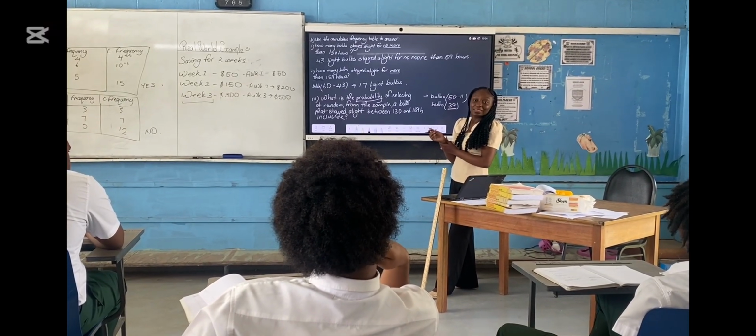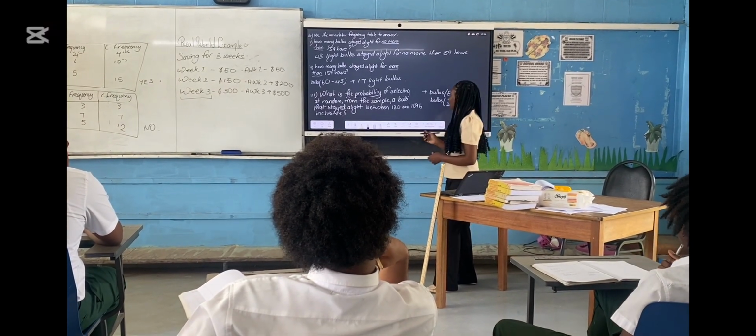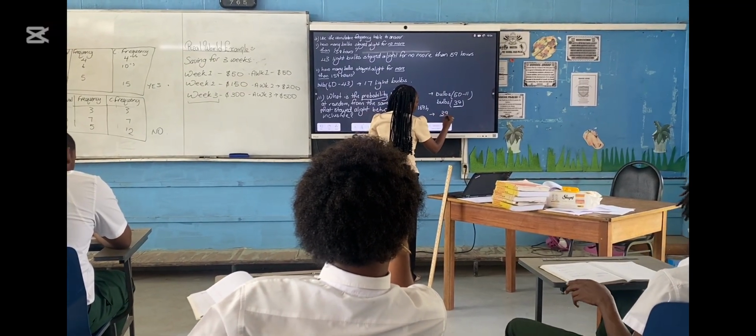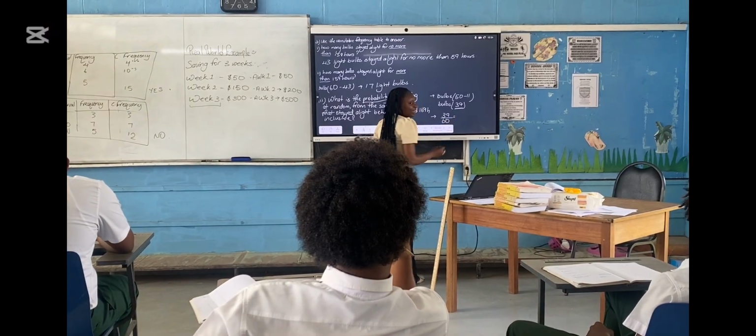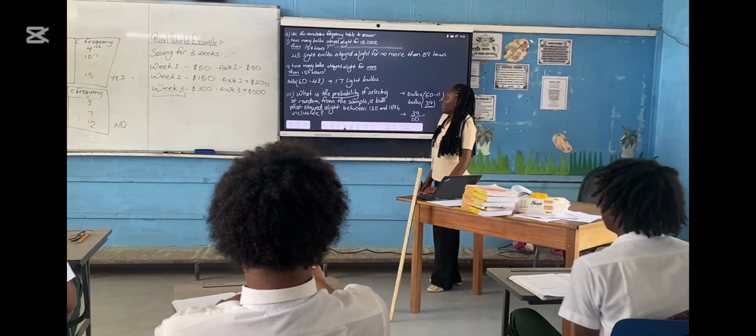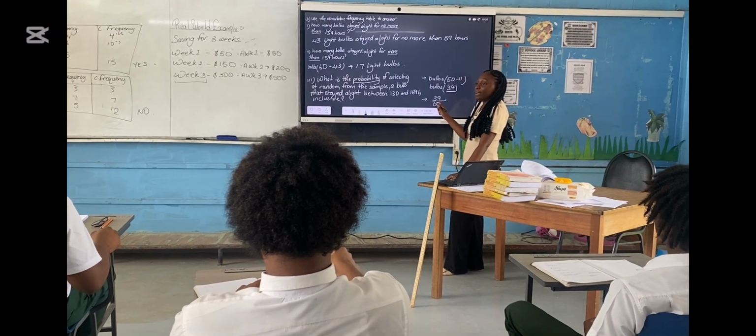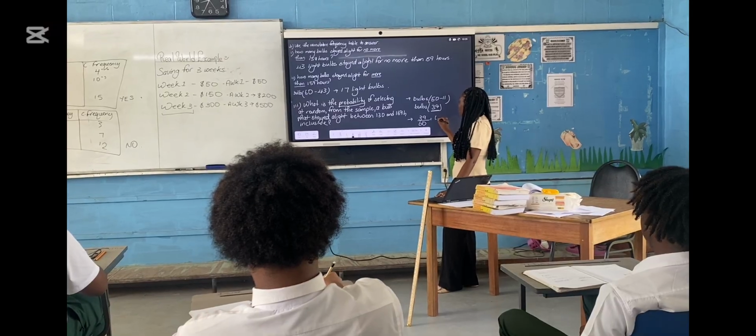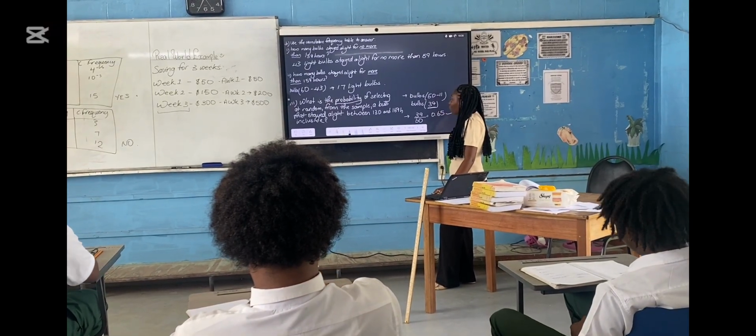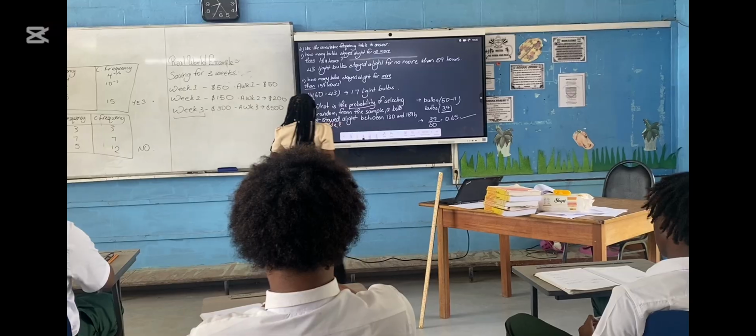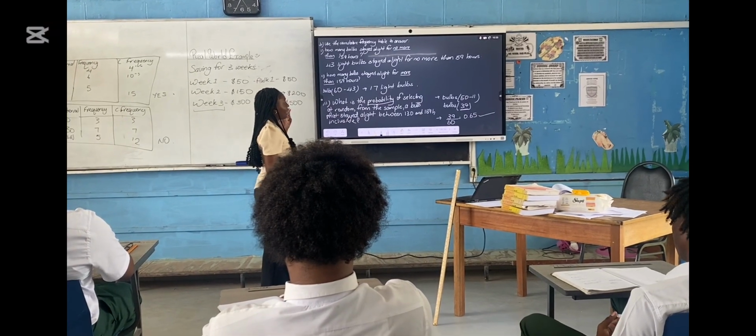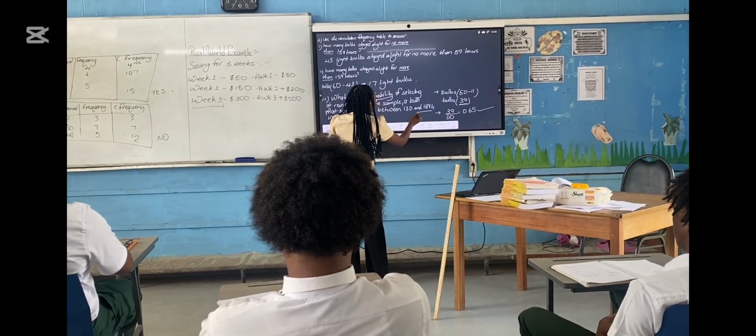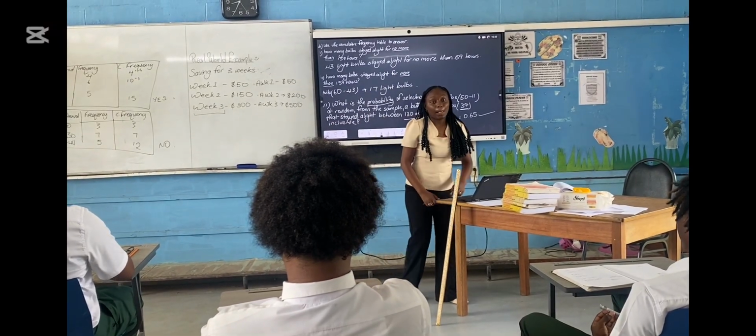Calculators. 39 divided by 60 will give us 0.65. Correct. So, what is the probability of selecting at random from the sample of bulbs that stayed alive between these hours? It would be 0.65. Any questions?